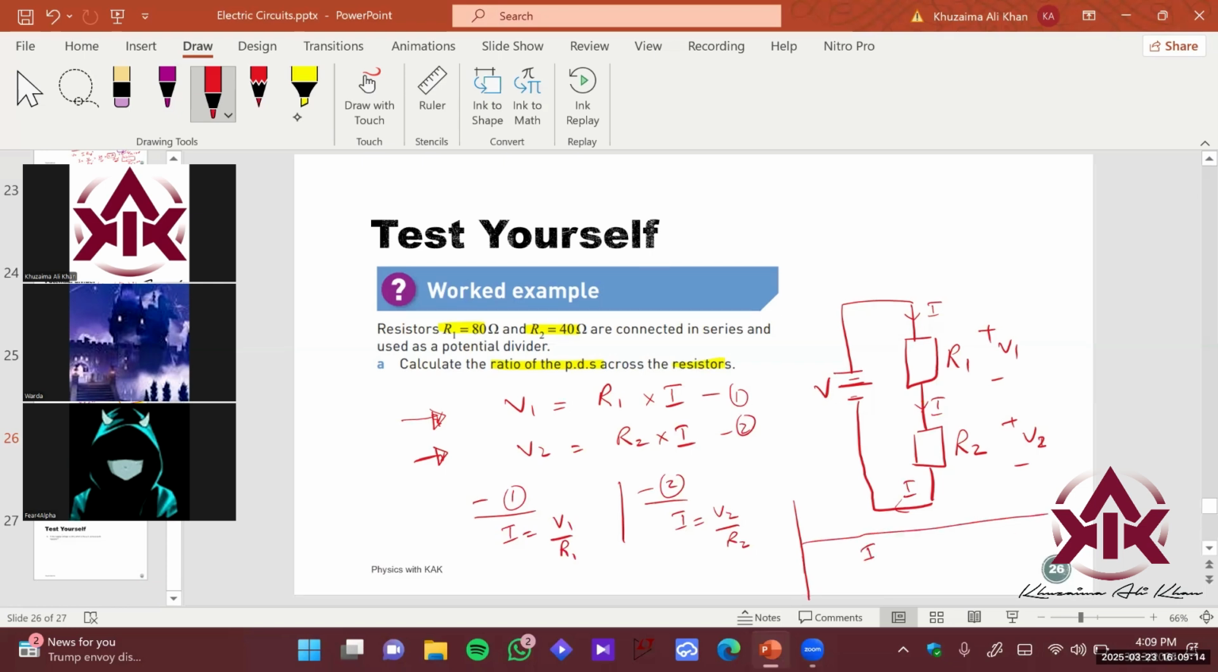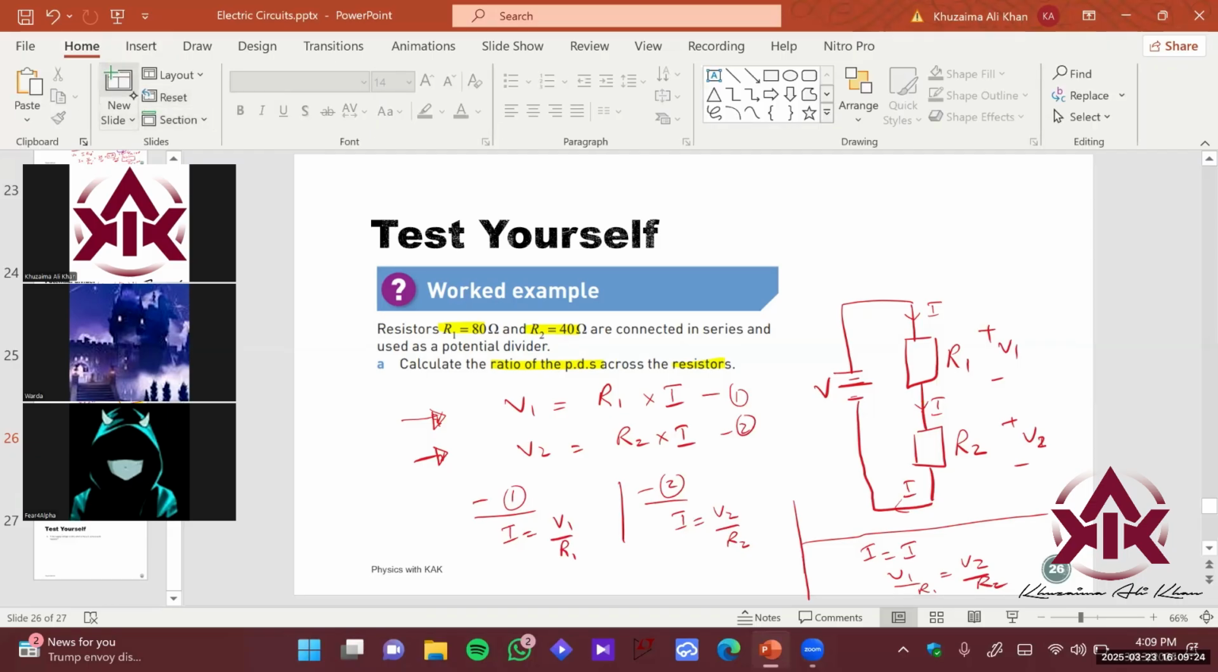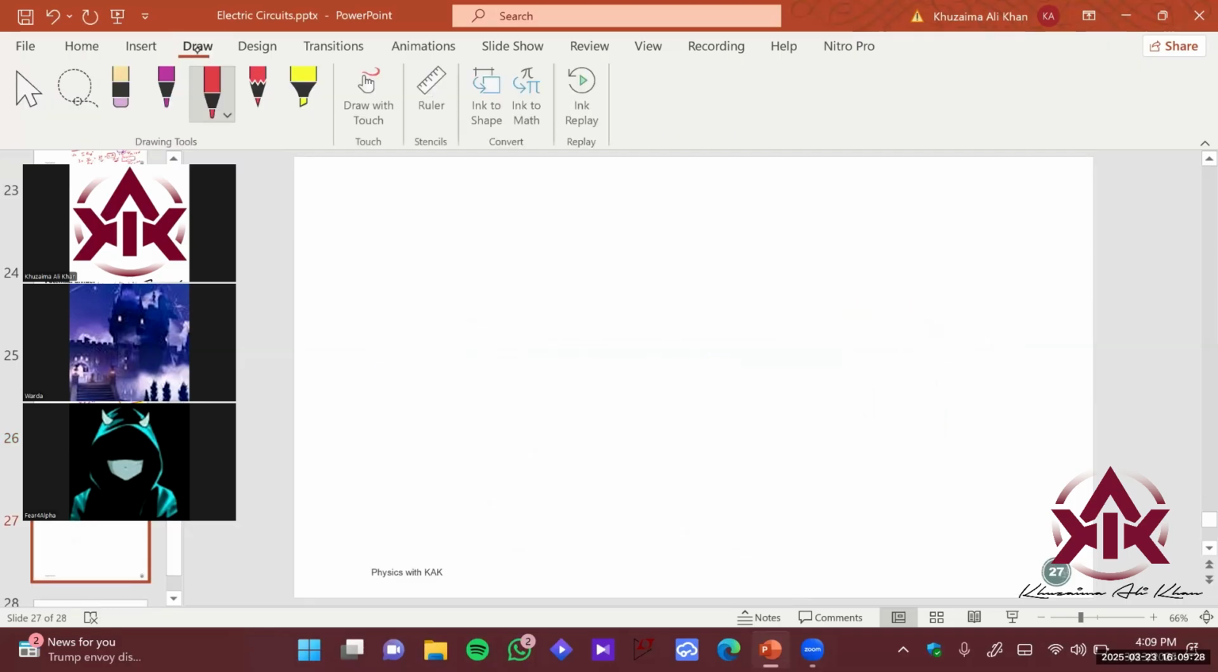So I equals I, okay, that gives me V1 upon R1 is equal to V2 upon R2, right? So this is the equation relation which we get for the voltage drop and the resistance. So let's see what we have here. We have V1 upon R1 is equal to V2 upon R2.